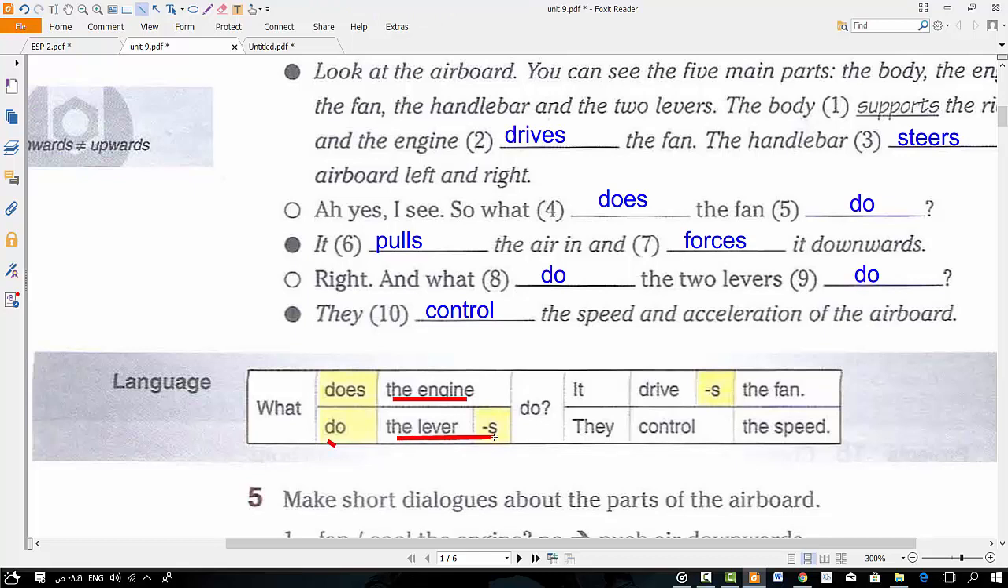Levers المقابض. Okay, look, what does the engine? The engine مفرد. إذا what does the engine؟ مع المفرد نستخدم does. What does the engine do? Levers جمع. What do the levers do? What do نستخدم do. What do the levers do? Okay, again.